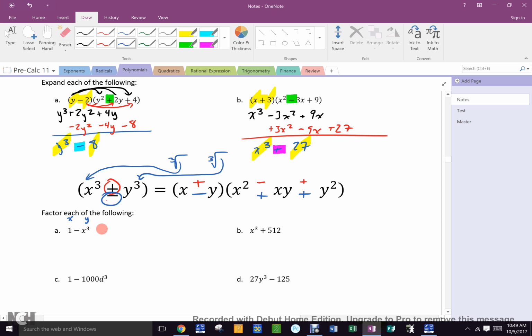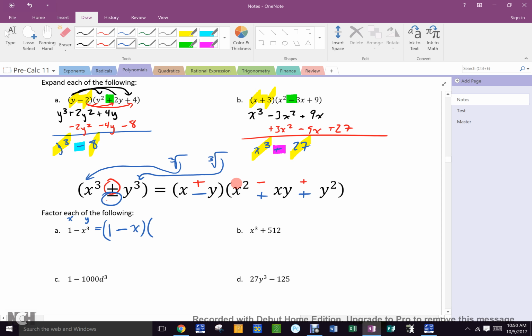So if I was going to factor this, it's negative, so I'm following the blue line, aren't I? If I follow the blue line, it's the cube root of the first one. What's the cube root of 1? 1. Follow the blue line, minus, what is the cube root of the second one? X. So 1 minus x. Is everybody good? Okay.